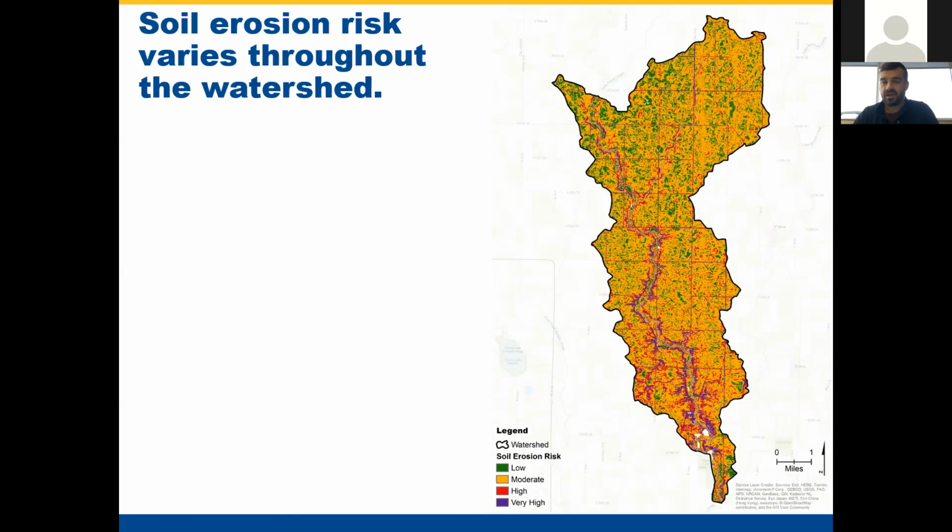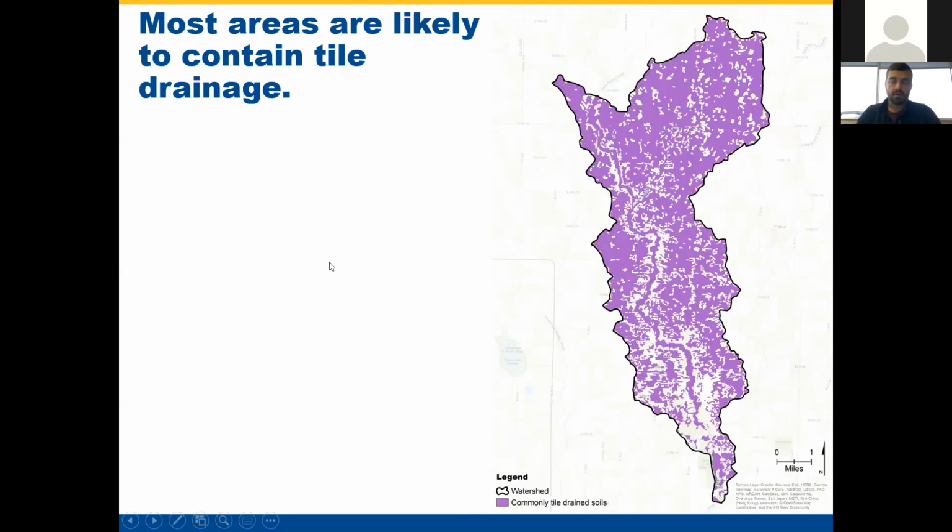When we get up into those kind of flatlands, those ag-dominated areas, we do see some low to moderate risk, you know, not much slopes, fairly well soil. But when we get down into, once again, that stream corridor, we do see some of those very high soil erosion risk areas.